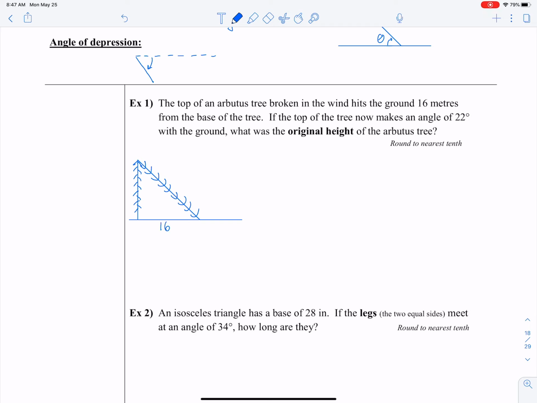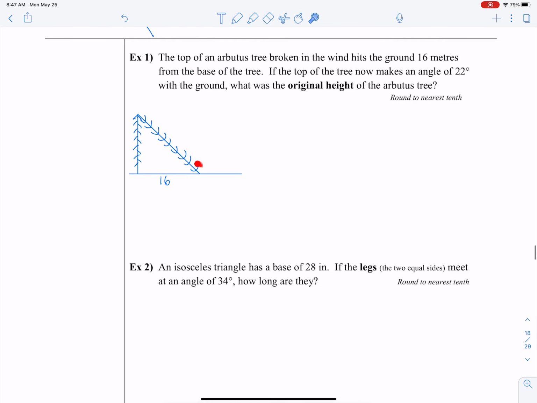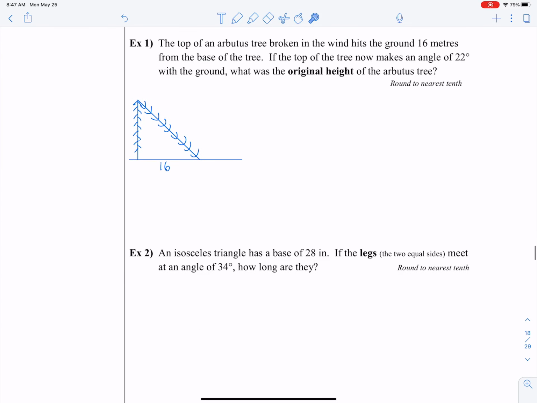And it says the top of the tree now makes an angle of 22 degrees with the ground. So it's saying that this here is 22 degrees. What was the original height of the tree? So it wants to know the original height. So X and Y. The original height means, let's say it stood up to here. It wants this whole distance. So you need to figure out the length of this piece, and the length of this piece, and then add them together. So we need to find both X and Y.